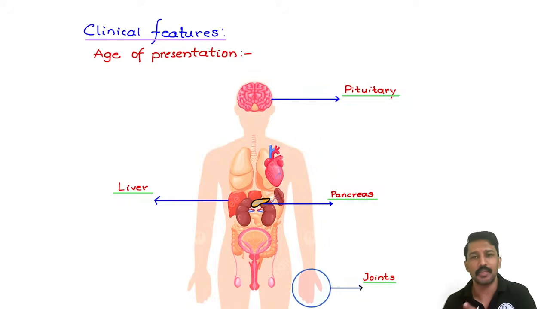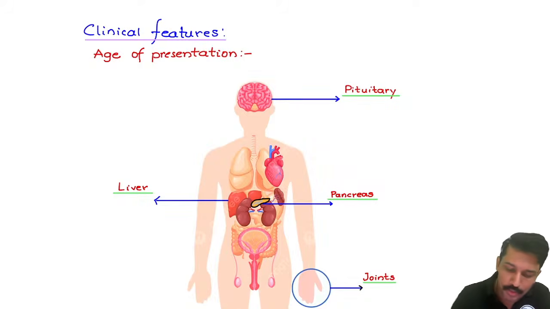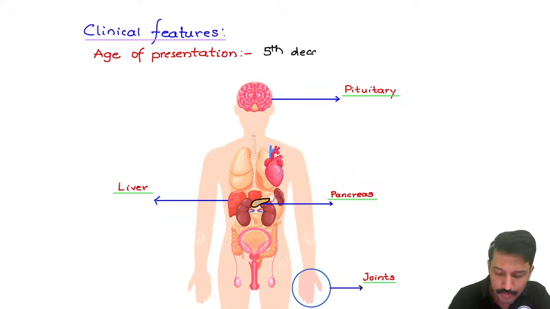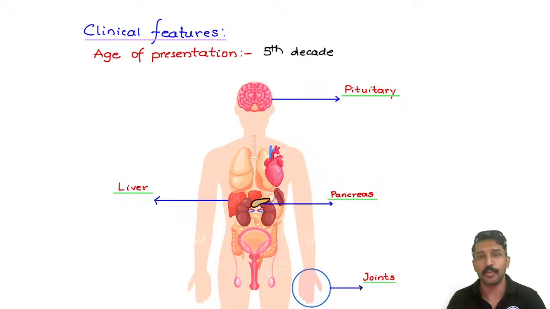So most of these patients present with features of organ involvement in the fifth decade of life, meaning when they enter their 50s, not in their 20s or 30s. With some mutations, especially non-HFE mutations, the patients may present early, especially in the juvenile age group. Otherwise, overall speaking, keeping in mind the most common mutation, the usual age of presentation is the fifth decade. Now, what is the most common presentation?